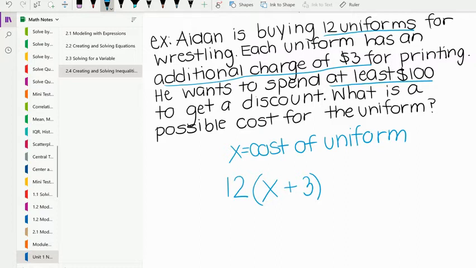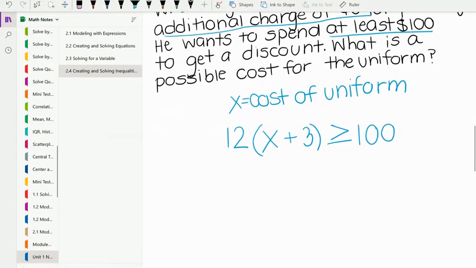He wants to spend at least $100, so I'm going to put 100 here. We know that the amount of money, which is this, has to be greater than or equal to 100. At least means you can spend 100 or you can spend more. So now we're going to distribute, and I get 12x plus 36 is greater than or equal to 100.